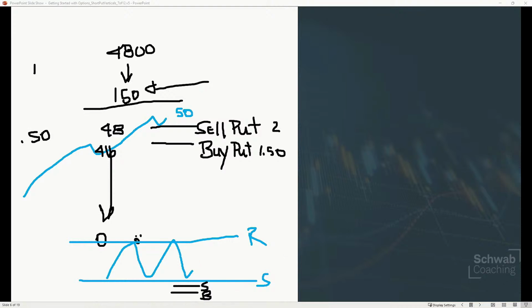Another time somebody might consider this is if something comes back up according to plan, then comes down, and then it breaks through resistance. So it's kind of breaking through the ceiling. Then let's say it's come back here and it's bounced. So then a trader might say, I could now do my short put vertical here. Okay, so this is the concept. This is bullish, meaning uptrending.